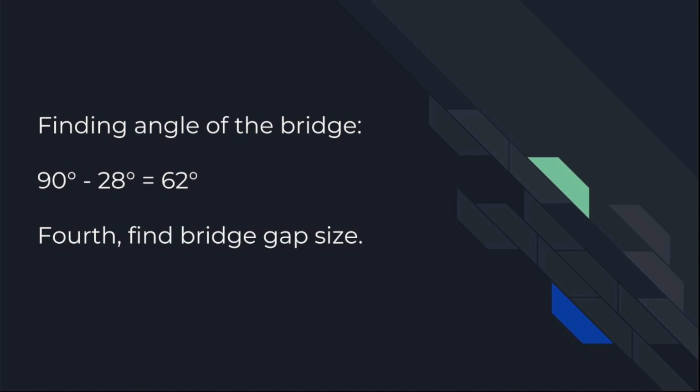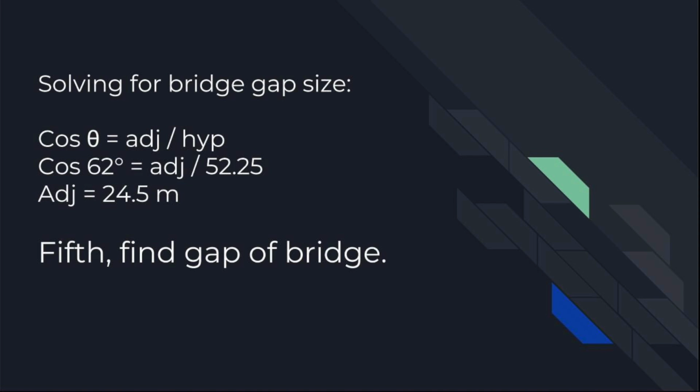So after, we now want to solve for the bridge gap size. When we want to solve for the bridge gap size, we have to plug this into the equation cos equals adjacent over hypotenuse. Our hypotenuse is going to be the half length of the bridge, and the adjacent will turn out to be 24.5 meters.